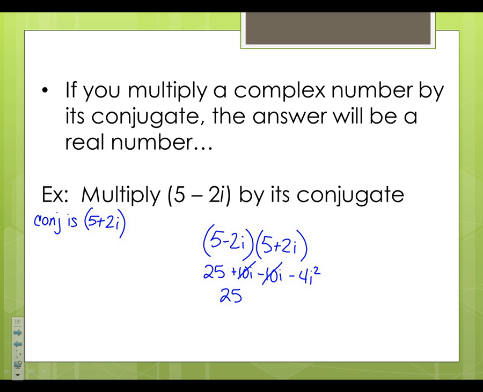25. Now remember, i squared is negative 1. So you actually have a negative 4 times negative 1 back there, which is a positive 4. We would have gotten 29 for that answer. Okay, so if that had ended up being in a denominator of an expression and we had multiplied by the conjugate, our new denominator would have ended up being 29.